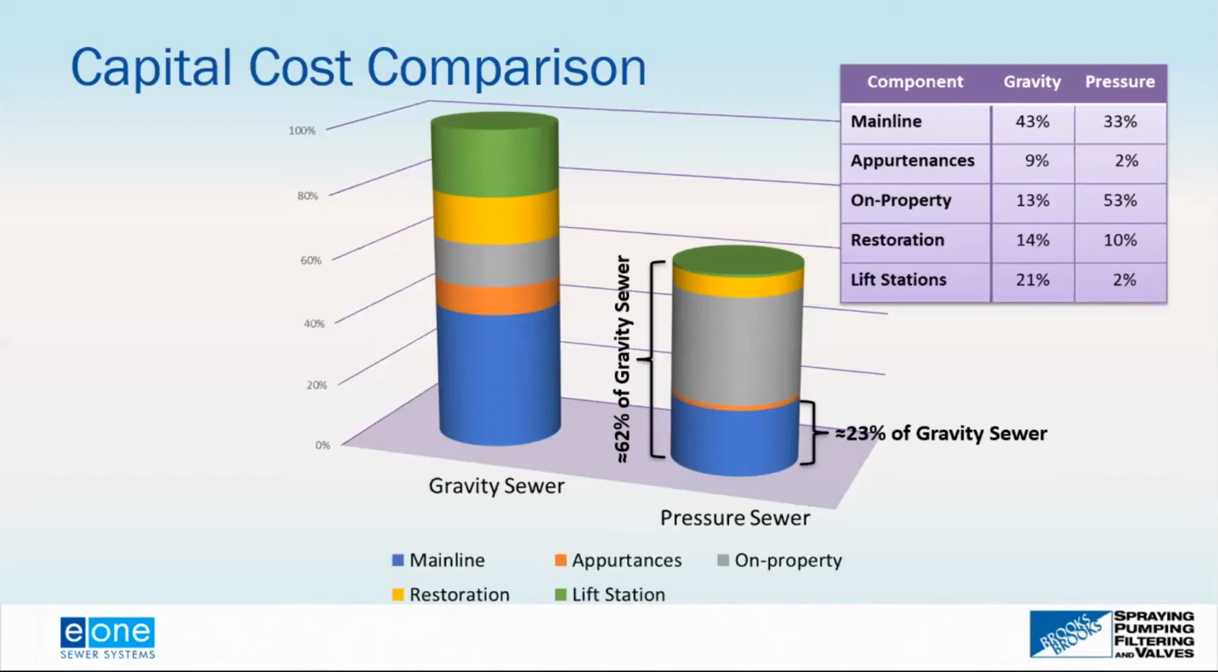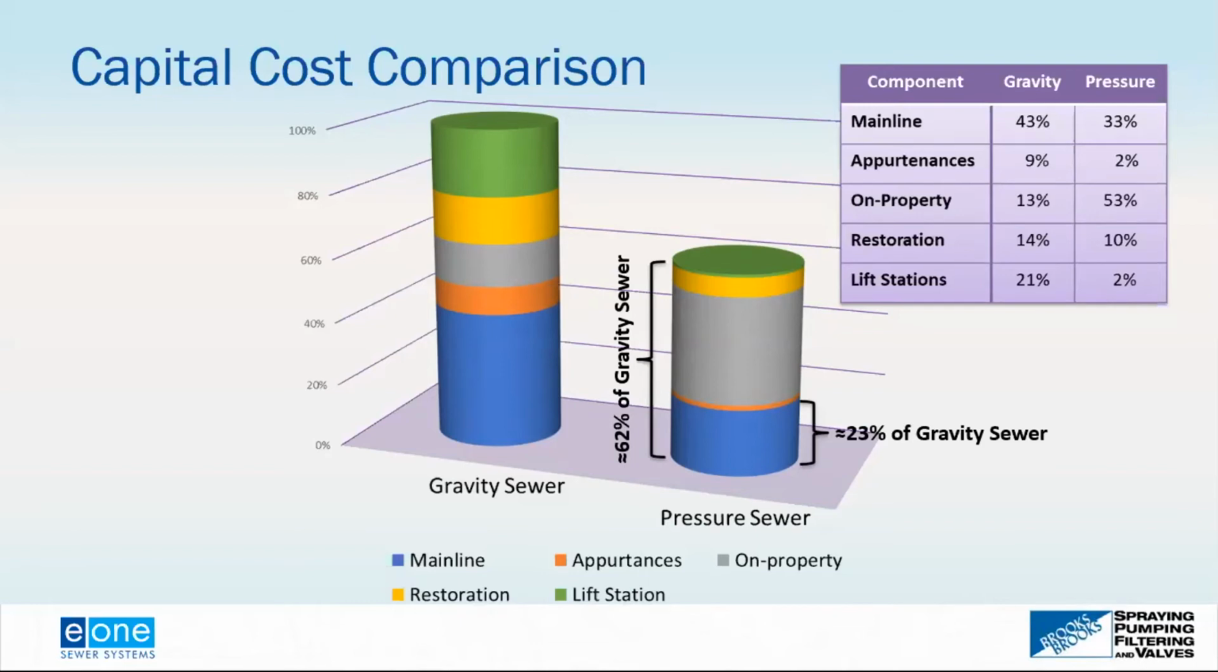So the majority of the cost with the gravity sewer system is going to be done in the early stages of the project. With the pressure sewer system, the mainline sewer accounted for only 33% of the total cost. The appurtenances, the air release valve, any cleanup you might have, was 2% compared to 9% on gravity. And one of the big things, as I mentioned, you don't have lift stations with pressure sewer systems.